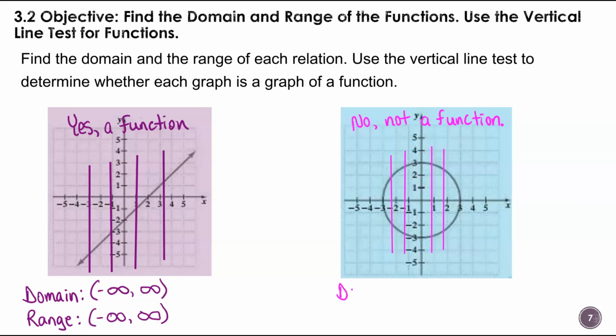My domain for this one is going to be from looking at the x's, so left to right, right? I'm at negative 3 to positive 3. And notice that I'm using brackets because negative 3 and positive 3 are included, right? They are part of this graph. And then on the range, it starts at negative 3, right, to positive 3 on the y-axis. So I'm writing my range in the same way.